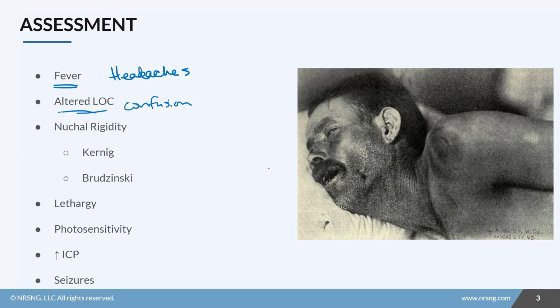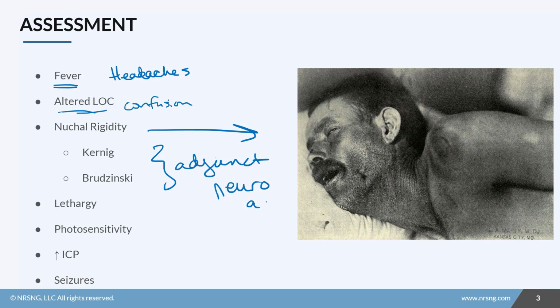Now, one of the classic signs of meningitis is nuchal rigidity. Now, this happens because of the inflammation in the meninges, and it causes the muscles in the neck to spasm. It makes it difficult, near impossible for them to actually bend their neck and touch their chin to their chest. Now, if you refer back to the adjunct neuroassessments lesson, then you will see my explanation of the Kernig's and Brudzinski sign, which were signs and hallmarks of this nuchal rigidity.